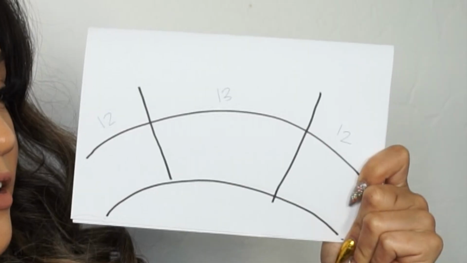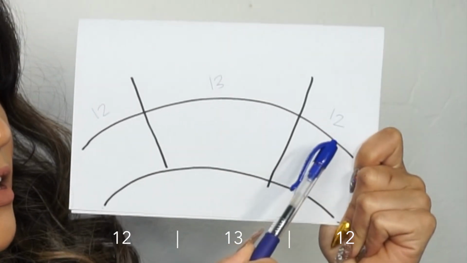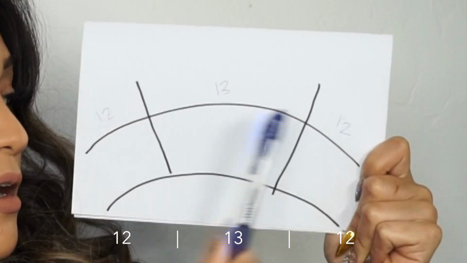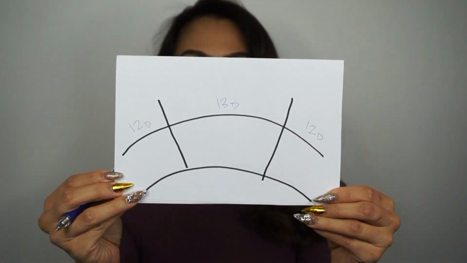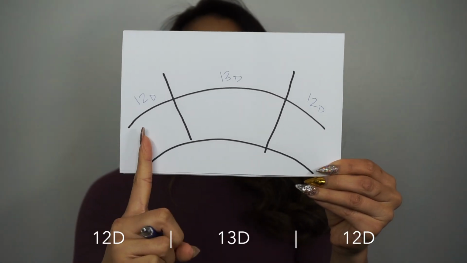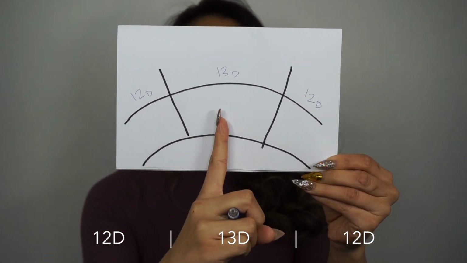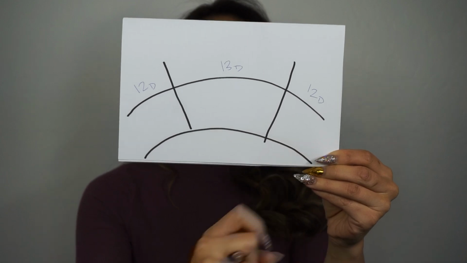So as you can see right here, I put 13 in the middle, because that's going to be the longest, and then 12 and 12 on the outsides. Now, you know what I do too? I write in the curl that I'm going to be using. All right, so we can see here, the first layer is going to be 12D here, 13D in the middle, and 12D on the outside.